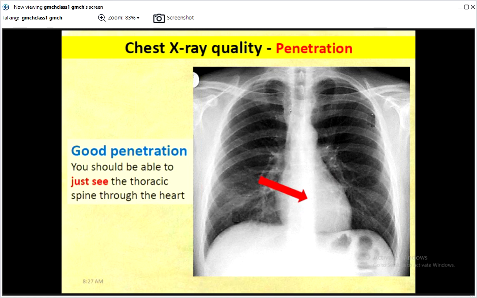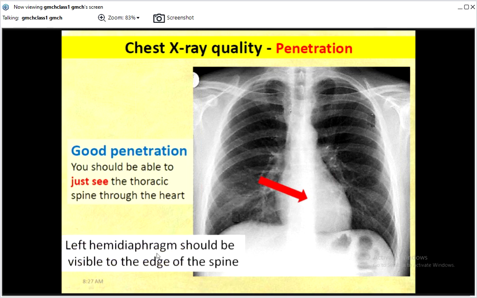If your vertebrae are visible very clearly with the spaces, that means the penetration is small. Okay. If you cannot see this thoracic spine, only the heart shadow, that means that penetration is low.